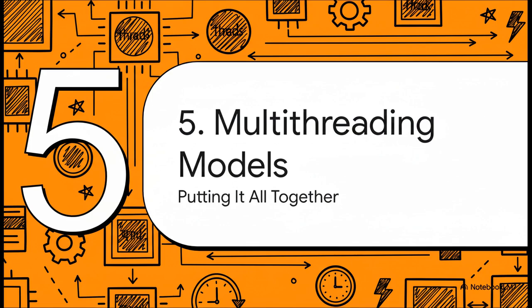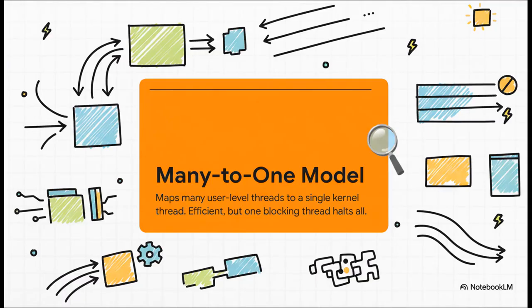The final piece of this puzzle is how they actually work together. And that brings us to what are called multi-threading models. The many-to-one model is pretty simple. You can have lots and lots of fast user threads, but they all have to funnel through a single kernel thread. This is efficient, for sure, but it has that same fatal flaw we talked about. If one of those user threads blocks, they all block. The whole thing just stops.